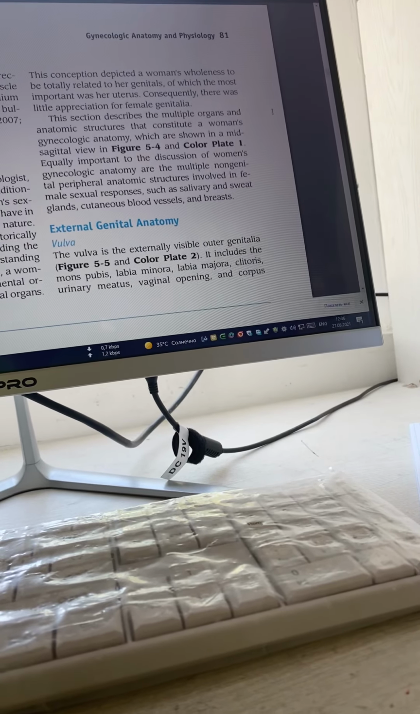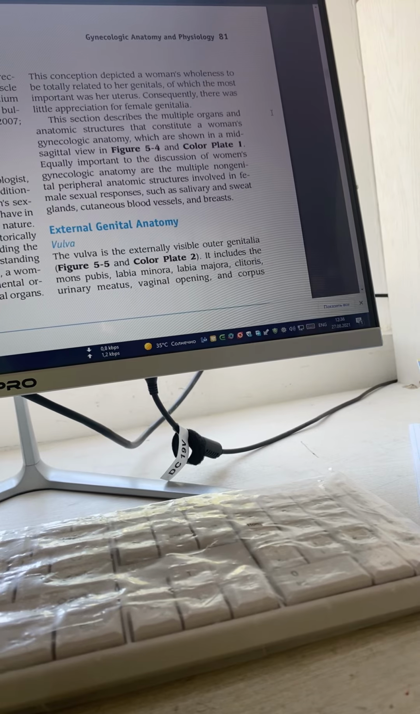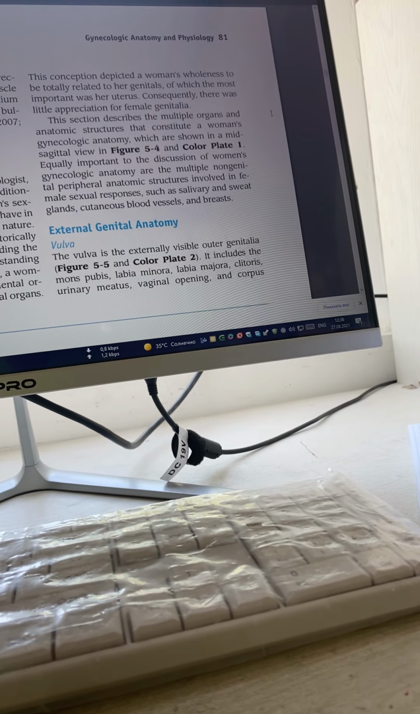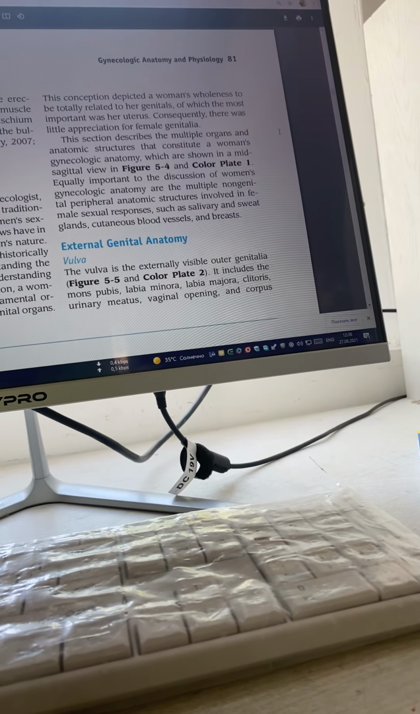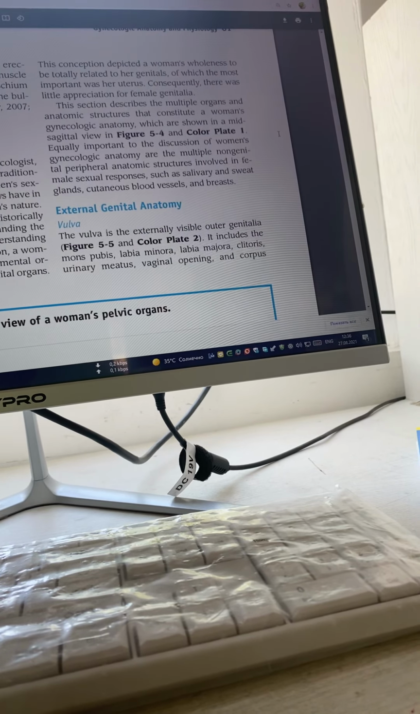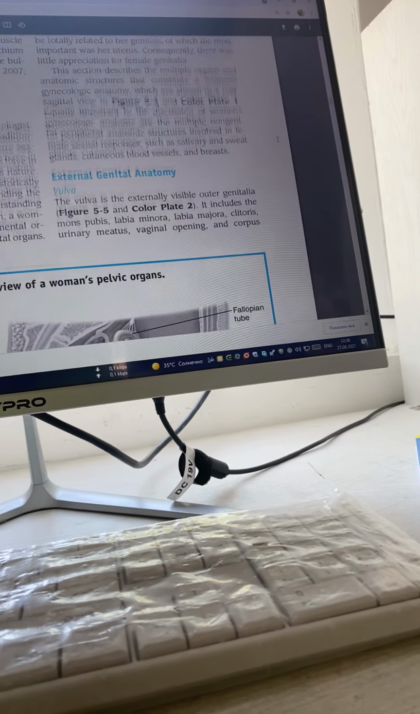The vulva is the externally visible outer genitalia. It includes the mons pubis, labia majora, labia minora, clitoris, urinary meatus, vaginal opening, and perineum.